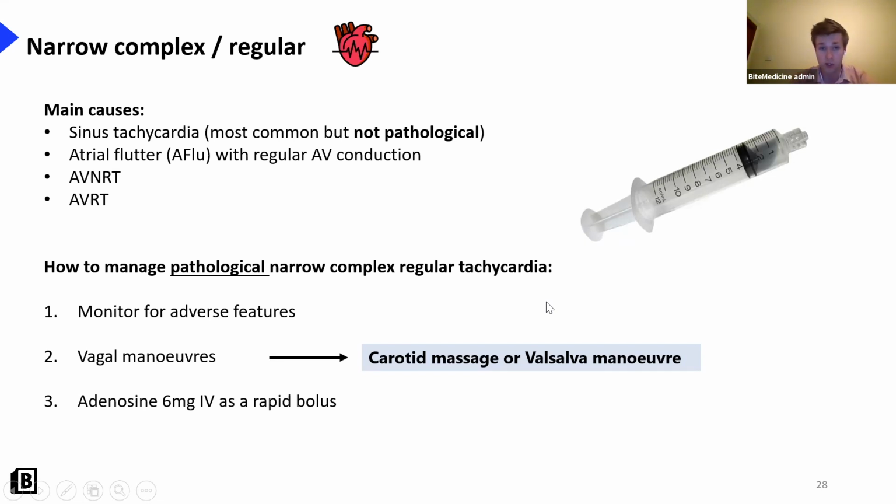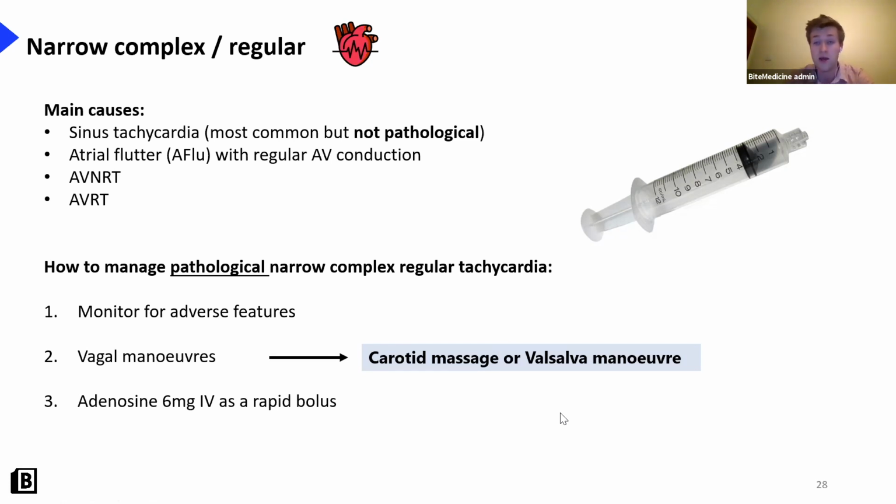If that doesn't work, you can give adenosine 6 milligrams IV as a rapid bolus. I'm just going to the chat here. Does anybody know what you should warn your patient about before you give this drug? Very nice. Yes, they will feel like they're dying, a feeling of impending doom. I've seen this given twice. One time the patient didn't even react, and the other time, I didn't know a patient could actually turn gray, but they did. They looked really, really unwell.